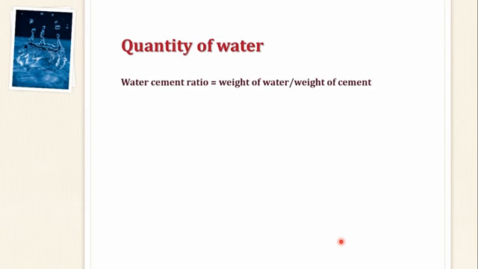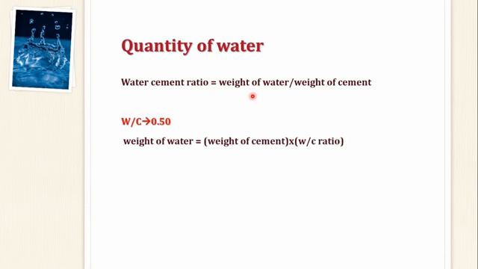Quantity of water can be calculated by this formula, that is water cement ratio equals weight of water divided by weight of cement, and I am considering water cement ratio as 0.50. You can take the water cement ratio from 0.45 to 0.60. I am taking it as 0.50. Okay, so we know the water cement ratio and we know the weight of the cement. Substitute these two values to get the weight of the water, that is weight of the water equals weight of the cement multiplied by water cement ratio. Therefore weight of the water equals 273.6 multiplied by 0.5, which equals 136.8 kg.